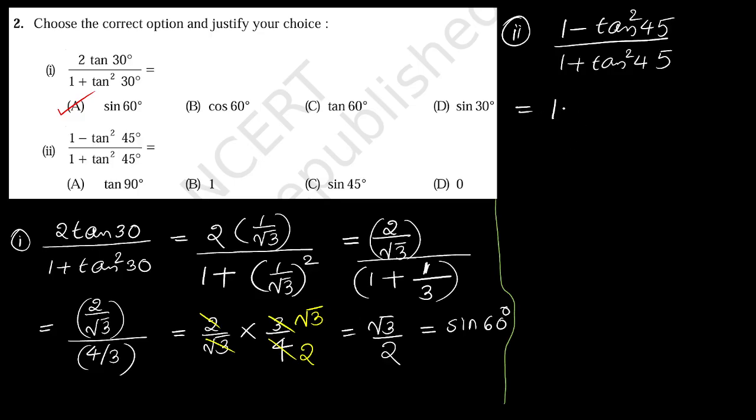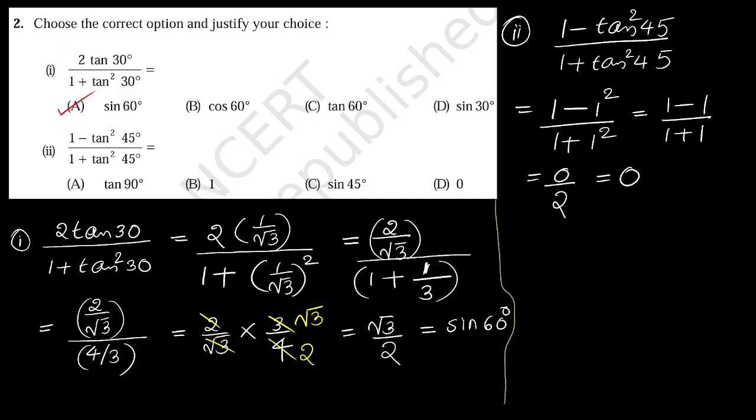So 1 minus tan square 45, anybody, please tell me. At least refer to the table. What is tan 45? Sir, 1. Yes, 1 square, again 1 square. We get 1 minus 1 by 1 plus 1, that is 0 by 2. 0 is the answer. Which option is 0? Option D is 0. Understood?